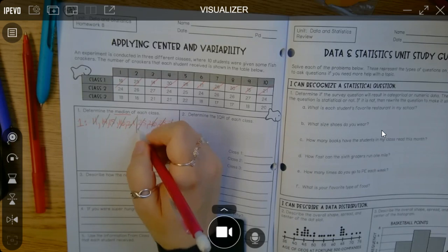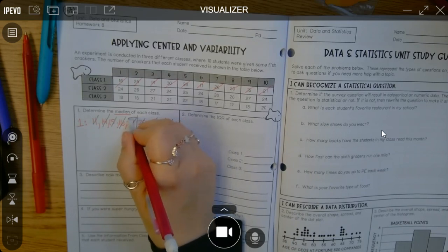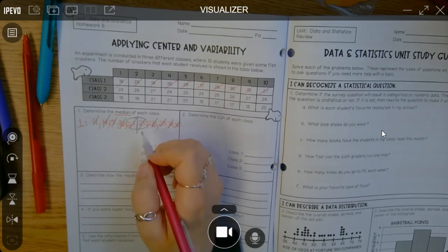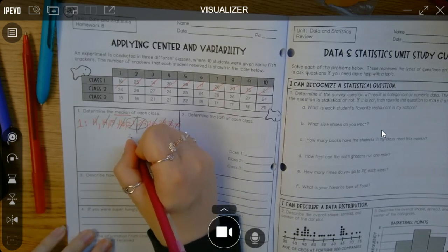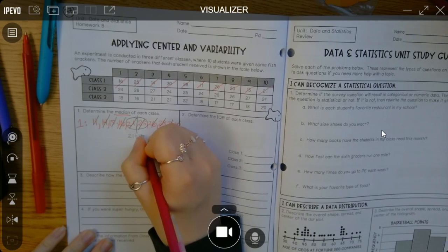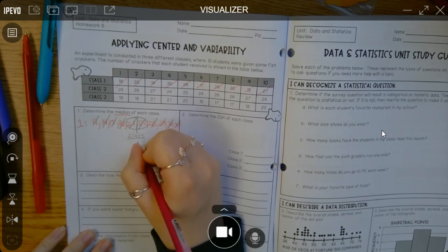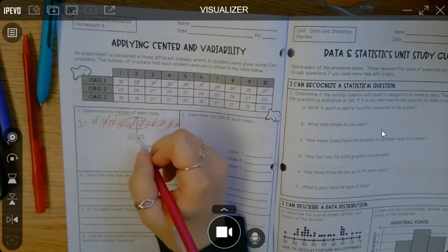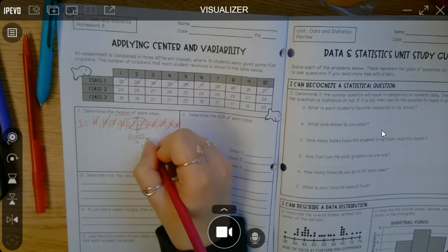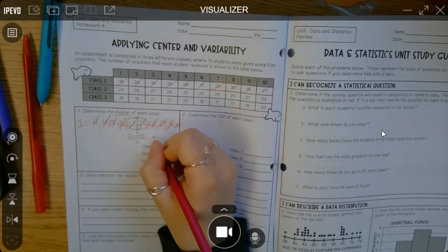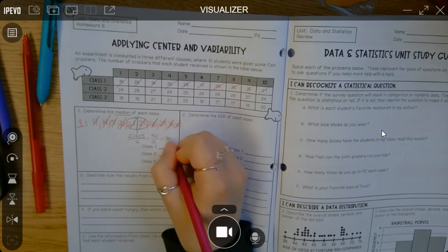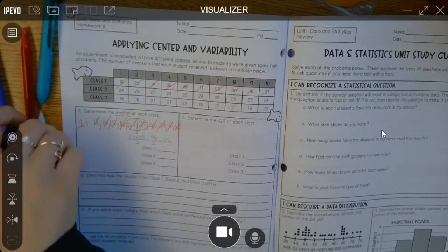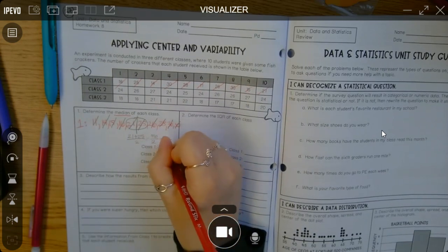But this time it's not a singular number in the middle, so I'm going to have to look between these two numbers. Some can just look at it and see what lies between there. If you can't, you find the average of those by adding them together and then dividing by how many numbers there are. There are two numbers in the middle that I'm finding the average of, so add those together. 21 and 25 make 46. Divide those by 2 and you get 23. So the median of class 1 is 23.